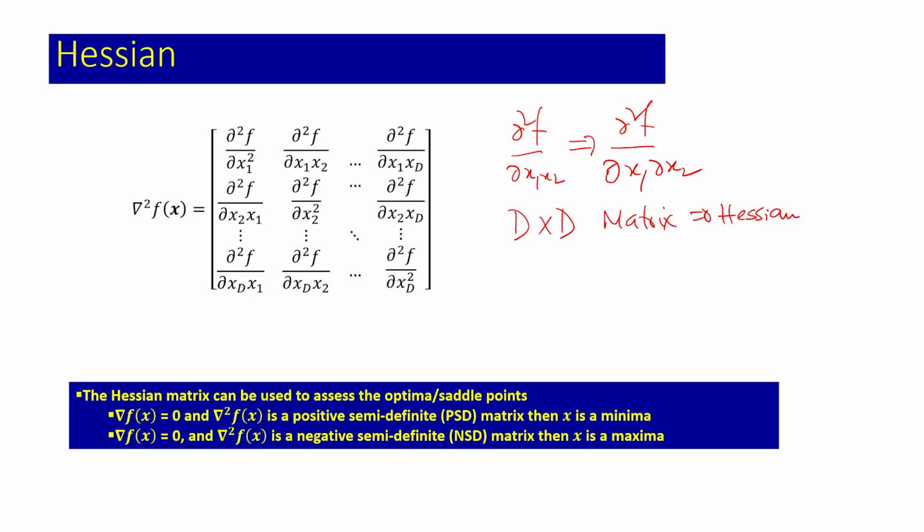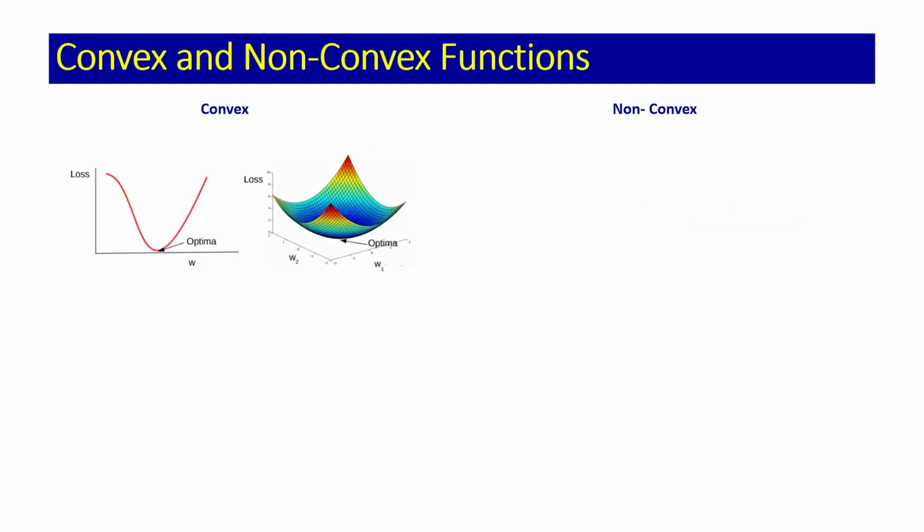So, we have been talking about issues related to multivariate functions, and this is what the last slide I discussed with you: how to calculate the Hessian, and then the Hessian can be used to find out the optimum points or saddle points. But you also have to look into aspects of convex and non-convex functions. By the way, most of these error functions or loss functions in deep learning are non-convex functions.